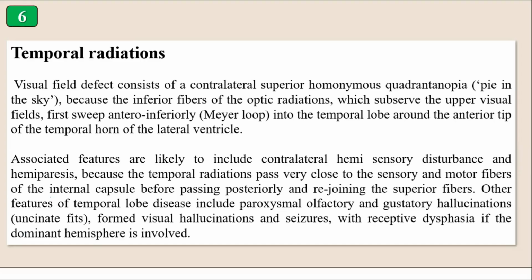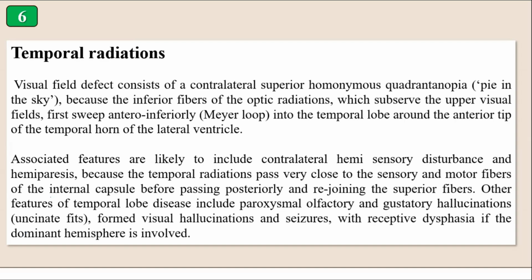Visual field defect consists of contralateral superior homonymous quadrantanopia, pie in the sky, because the inferior fibers of optic radiations, which subserve the upper visual fields, first sweep anteroinferiorly, Meyer's loop, into the temporal lobe around the anterior tip of the temporal horn of the lateral ventricle. Associated features are likely to include contralateral hemisensory disturbance and hemiparesis because the temporal radiations pass very close to the sensory and motor fibers of the internal capsule before passing posteriorly and rejoining the superior fibers.